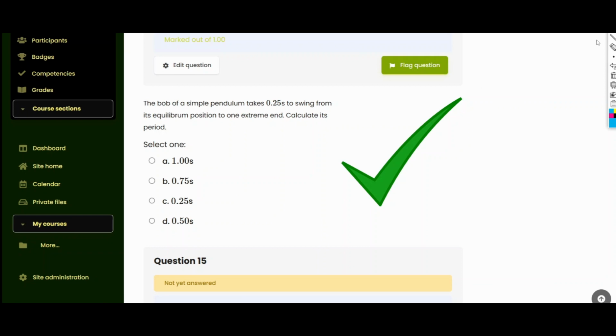So next question. The bulb of a simple pendulum takes 0.25 seconds to swing from its equilibrium position to one extreme end. Calculate the period. Let's see what it's going to look like. We're just trying to look at the various positions of this pendulum. They said it takes 0.25 seconds to swing from its rest position, that is from here to here.